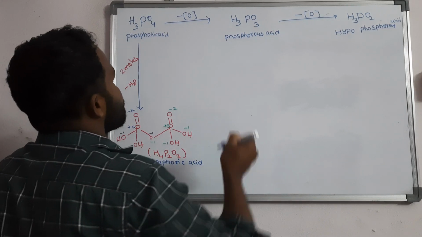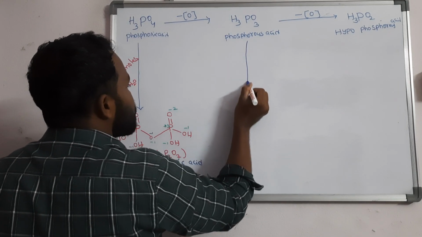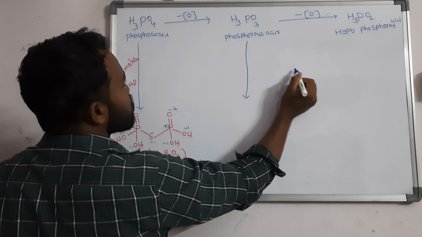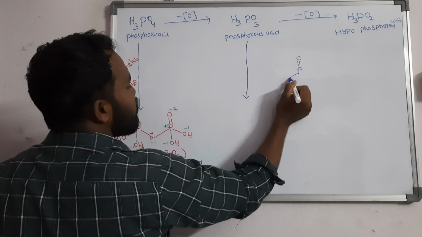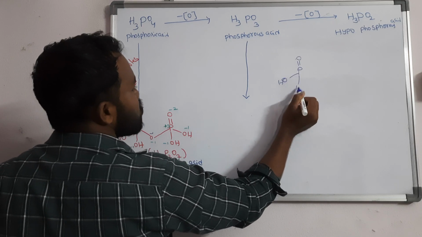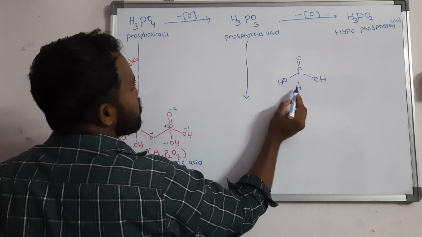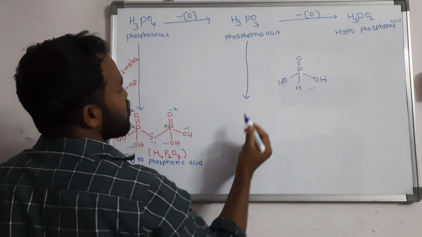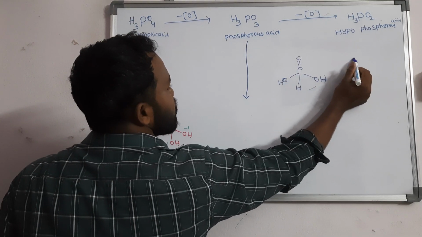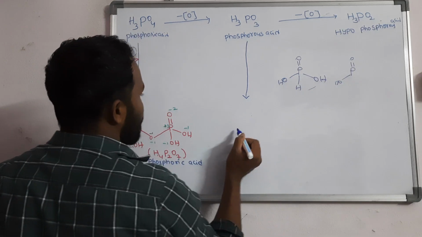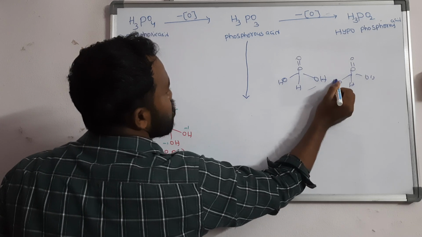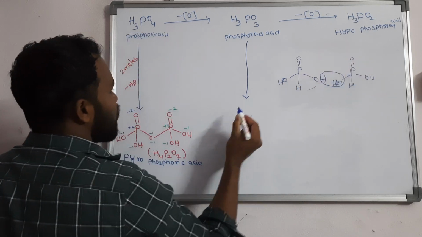For the same H3PO3, what is the structure? We already know that. What is the structure of H3PO3? P double bond O, OH, H and OH, right? So this is H3PO3. Taking one more, P double bond O, OH, H, OH, written the same way. Remove 1 water molecule from this.